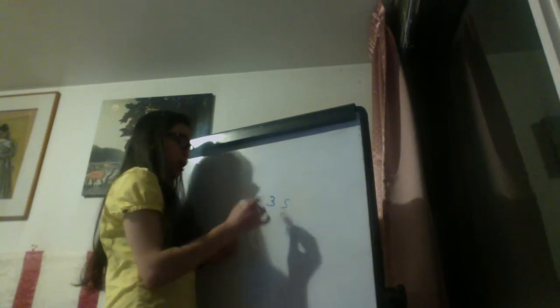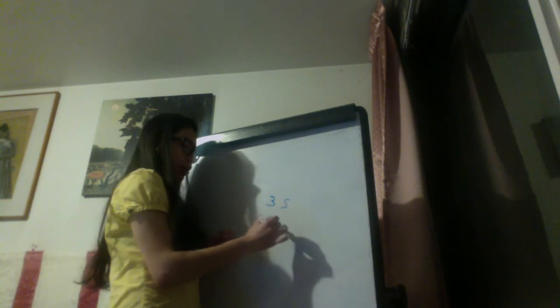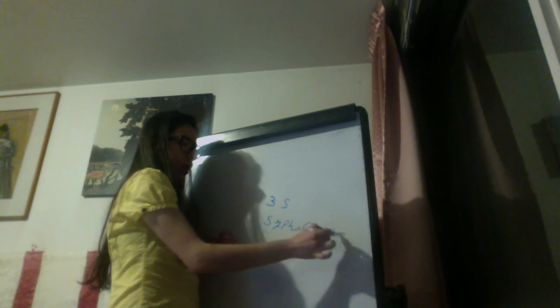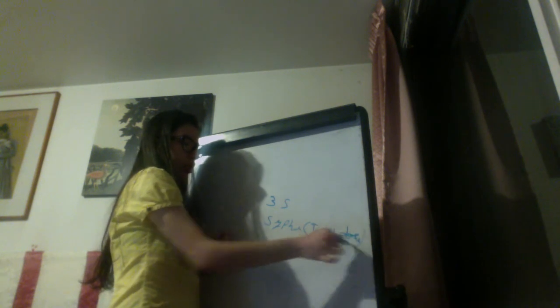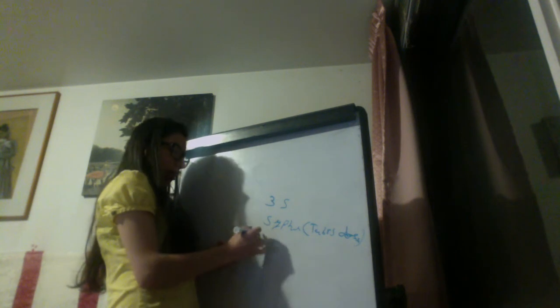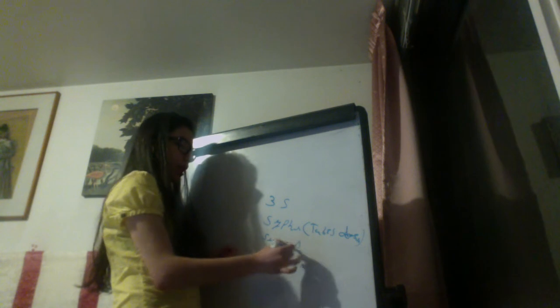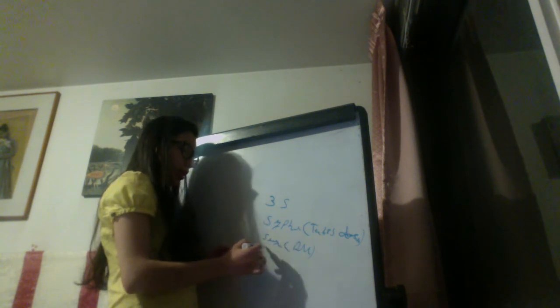Now we're going to see the Argyll Robertson pupils. These are seen in the three S's. You can remember them as syphilis, tertiary syphilis, called tabes dorsalis. This is the lesion that is produced on the spinal cord. Next S is sugar. Sugar means diabetes mellitus. And the third S is systemic lupus erythematosus.